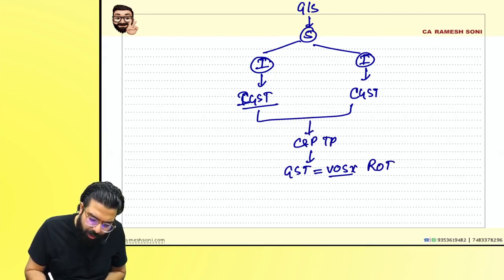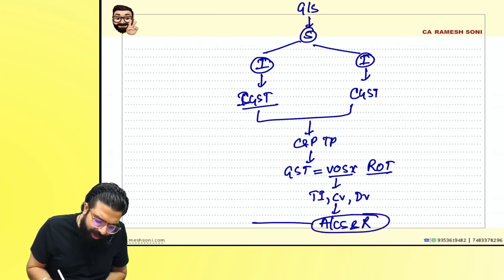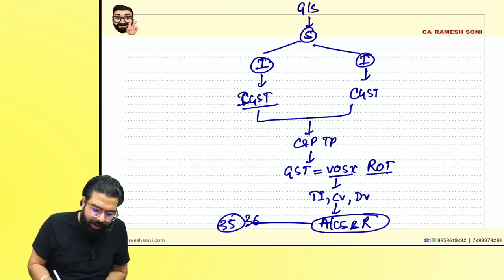Once you know the value and the rate of tax, you will go ahead and raise the tax invoice, credit note and debit note, and then you will go ahead and maintain your accounts and records, which says section number 35 and 36. Let's go ahead and start reading accounts and records.